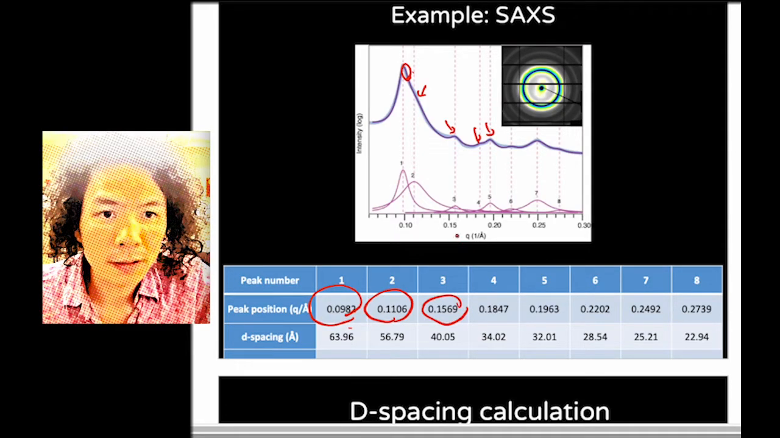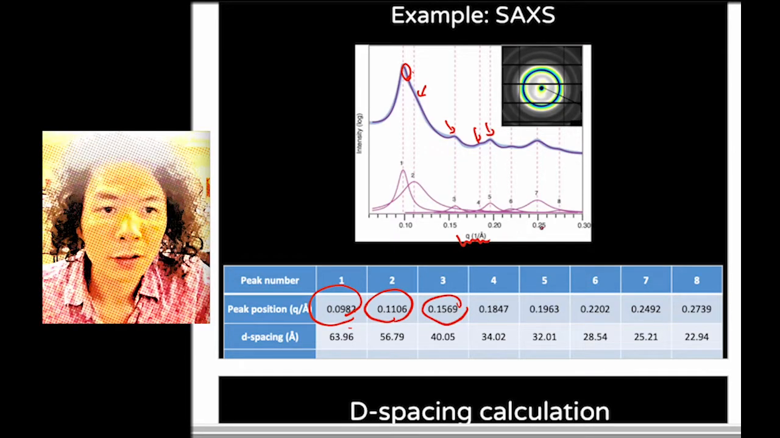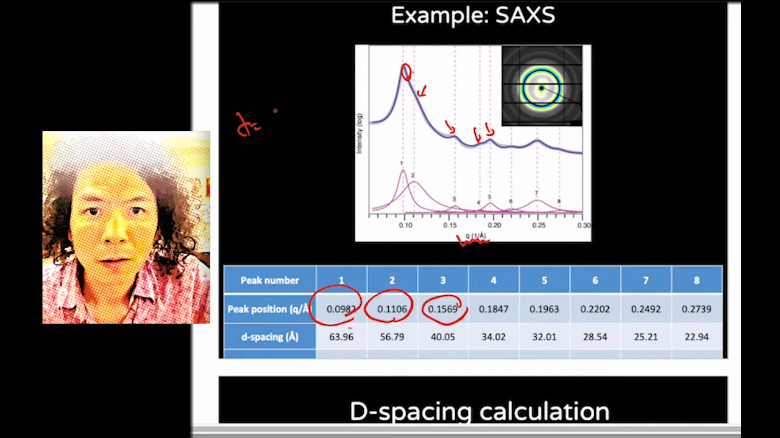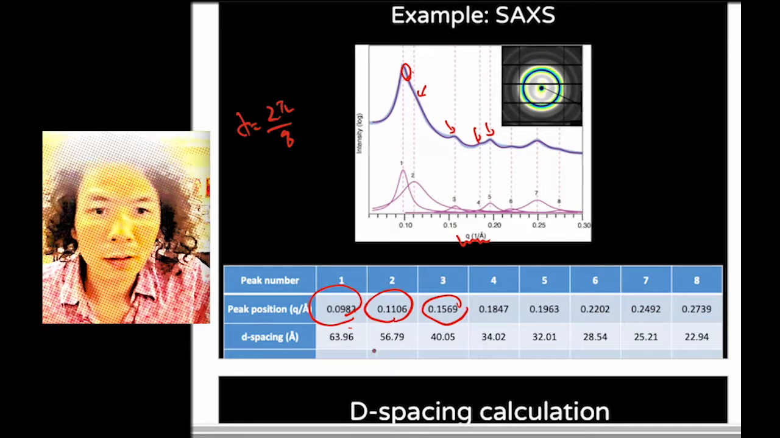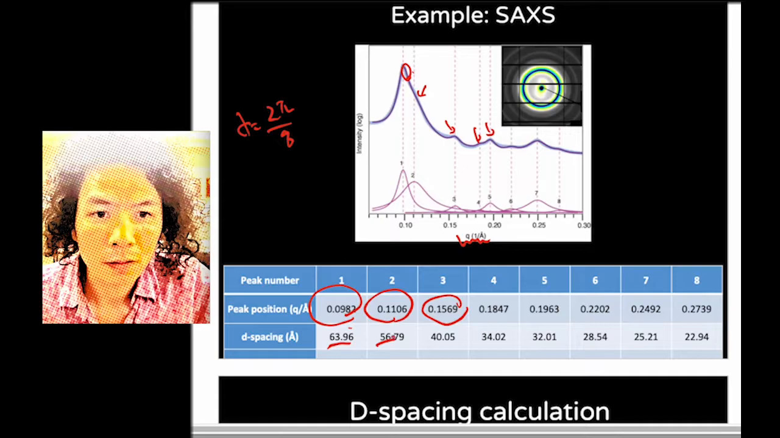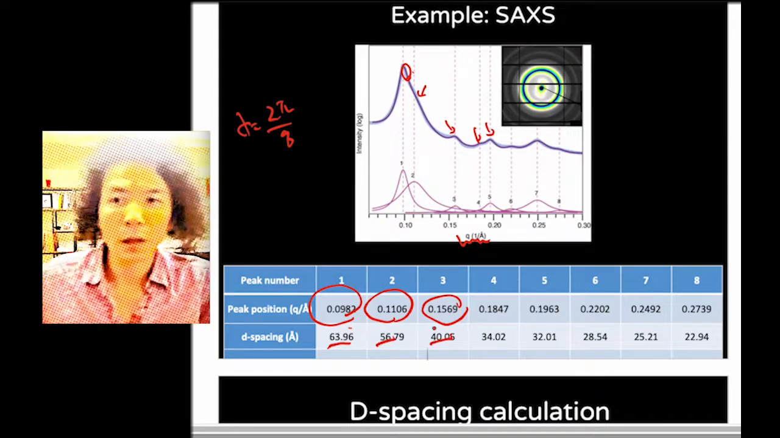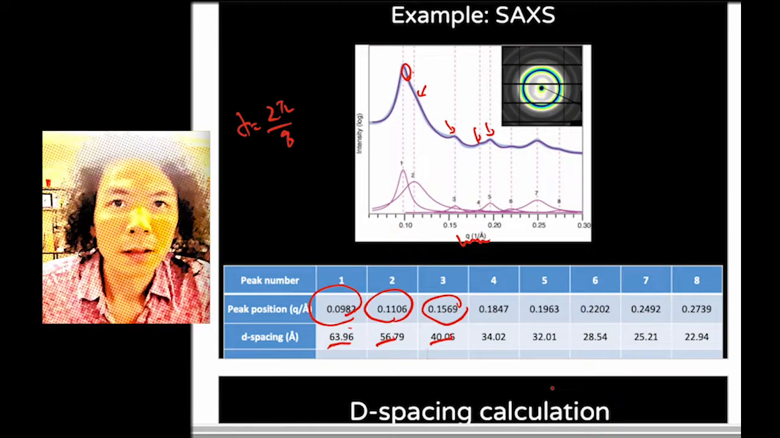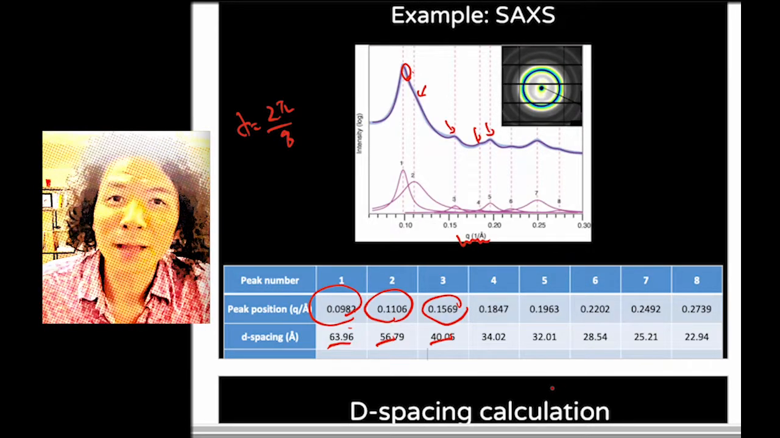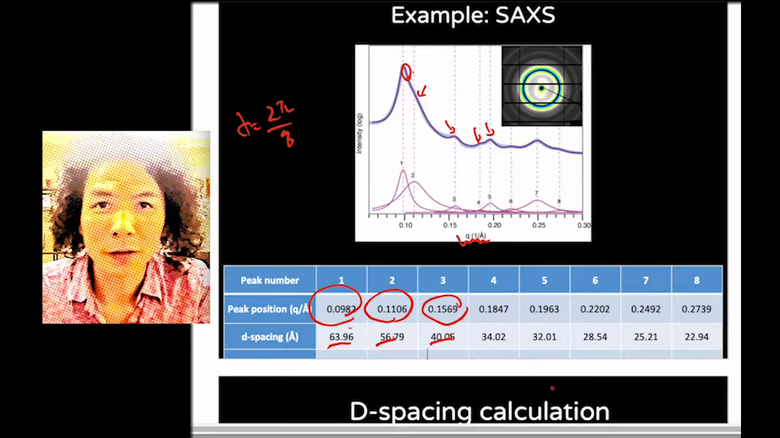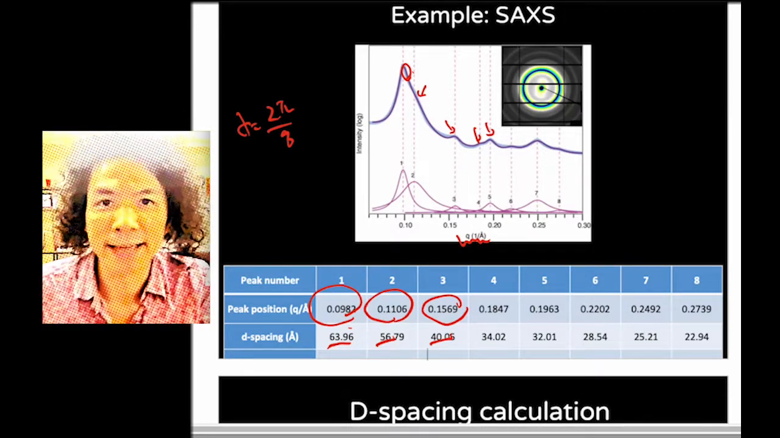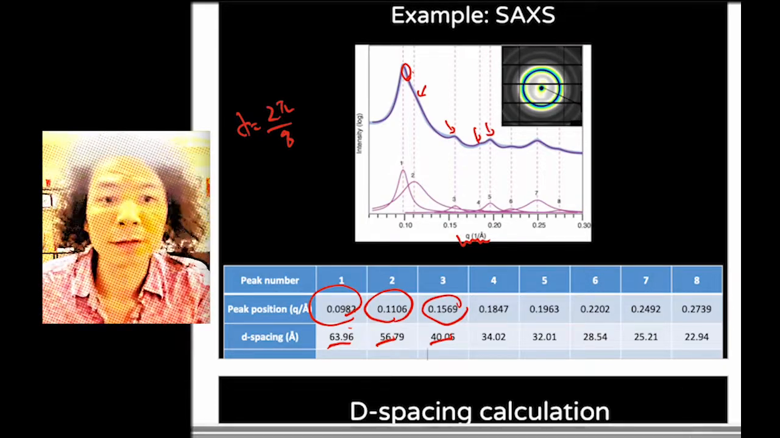Remember that this x-axis is Q. So in order to get the D spacing, you need to do 2 pi divided by Q. Then you can get the D spacing. So looks like there are multiple peaks, and now we need to check if these peaks are reasonable with the assumption that this superstructure is FCC.